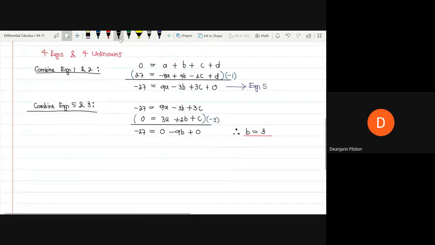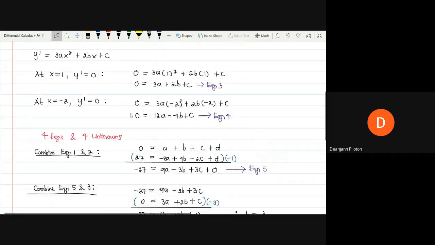Okay, next, let's continue with this strategy, class, and combine equation 5, this time with equation 4. Combine equation 5 and equation 4.